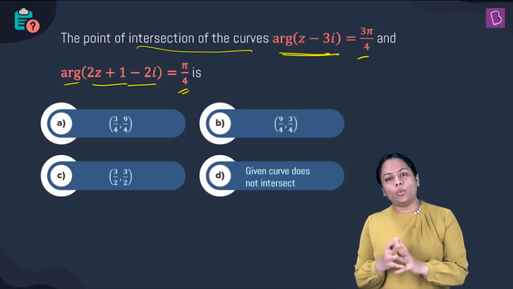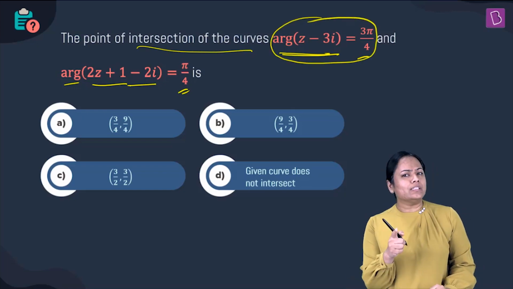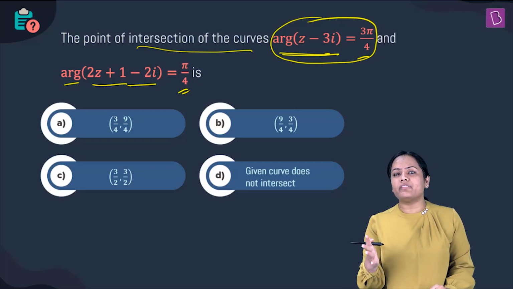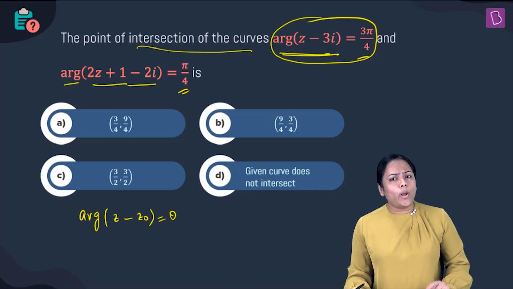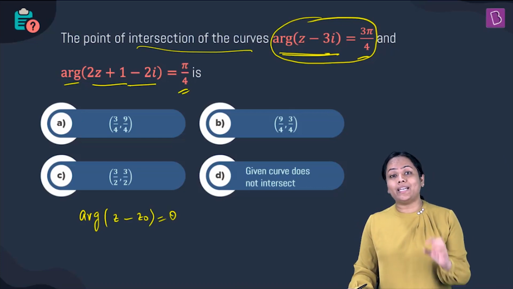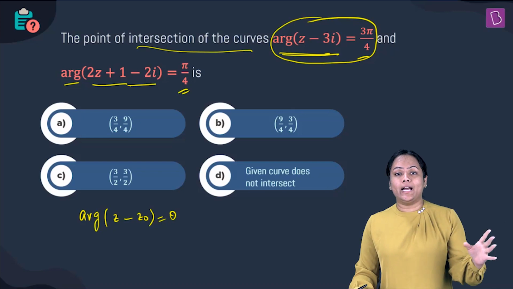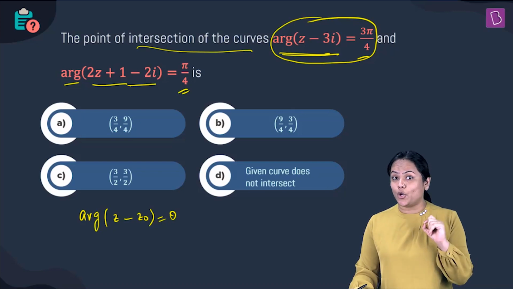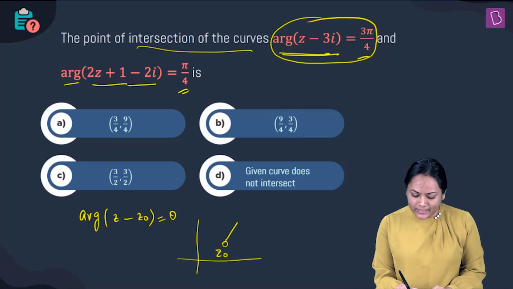Well, before going to the question, let us understand what this part actually means. Well, we have learned this, right? In the chapter, when we read the geometrical interpretation, what does argument of z minus z naught is equal to theta represent? Well, it is basically represented by a ray. Yes, a ray on which my z can lie, but the ray is emanating from point z naught. So I have a ray which is emanating from my complex number z naught and is inclined at an angle theta with positive real axis, isn't it?